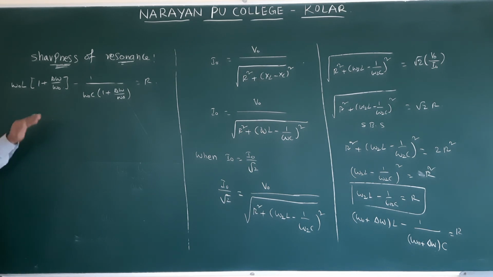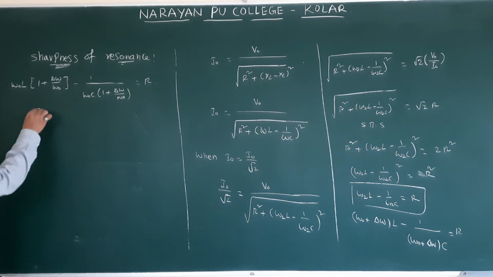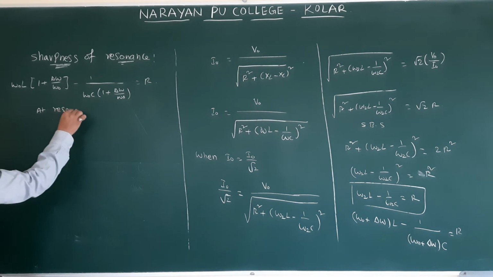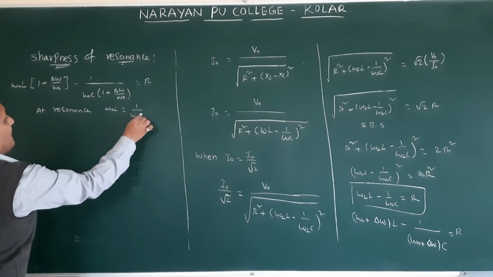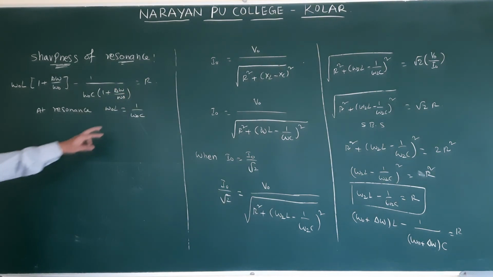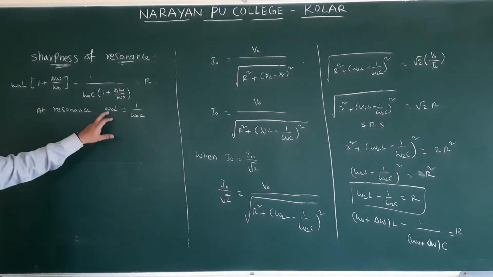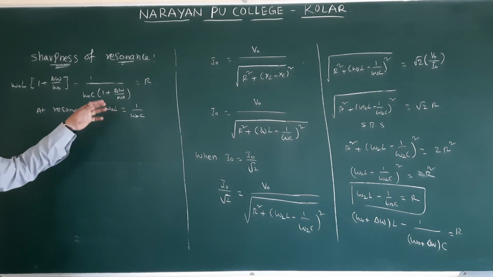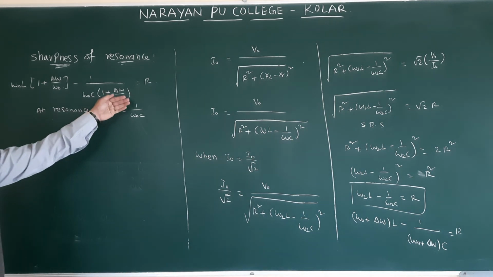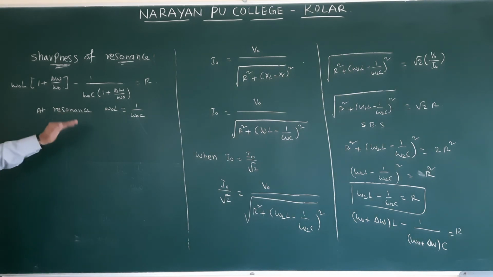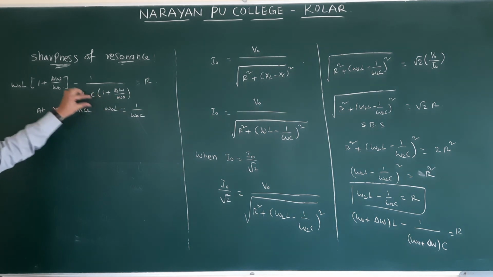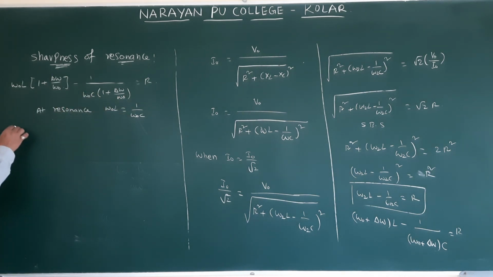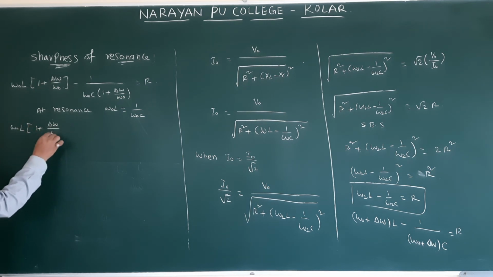So at resonance what can we write? At resonance, omega naught L is equal to 1 by omega naught C. So therefore, in place of 1 by omega naught C, you can substitute omega naught L. Otherwise, in place of omega naught L, you can substitute 1 by omega naught C. Both you have to do. First, in place of 1 by omega naught C, I am substituting omega naught L.